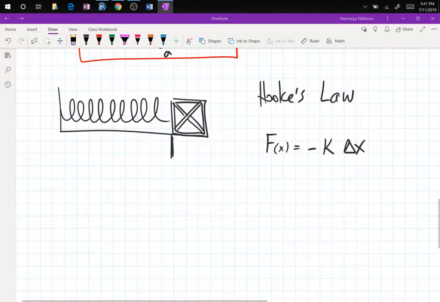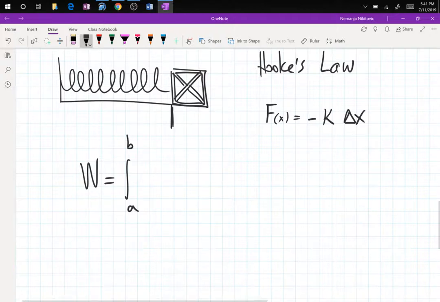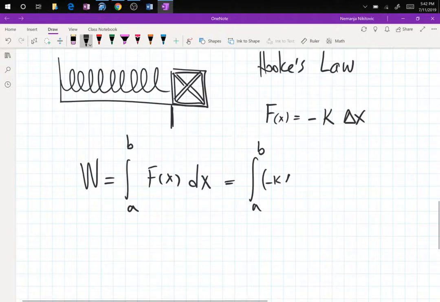And now that I have Hooke's Law, I can say that the work done by the spring is going to be the integral from a to b of f of x dx, where f of x is this function up there. So I technically have the integral from a to b of negative k delta x dx. So this is what physics loves to do, right? To pile one equation into another equation into another equation until you lose track of what's going on.